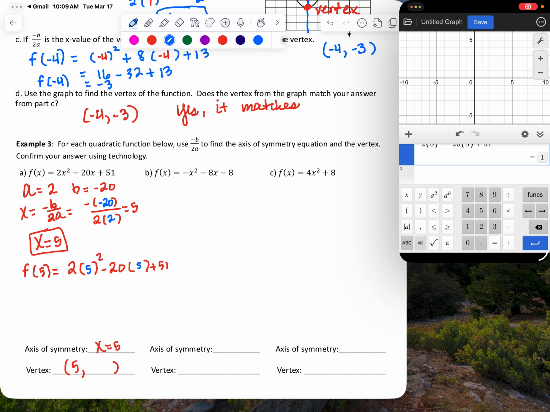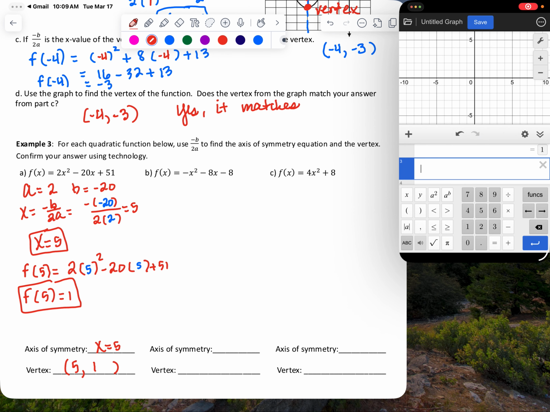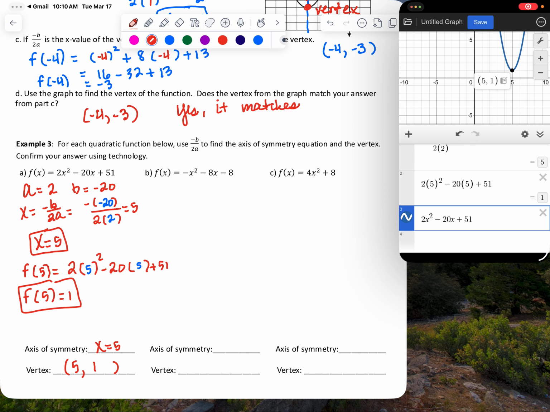And that gives us a y value of 1. Let me write this down here also. f of 5 was equal to positive 1. Now, it asks us to confirm the answer on our graphing technology. So we'll say 2x squared minus 20x plus 51. And then I'll push the vertex right here, 5 comma 1. So we've confirmed it graphically and algebraically.